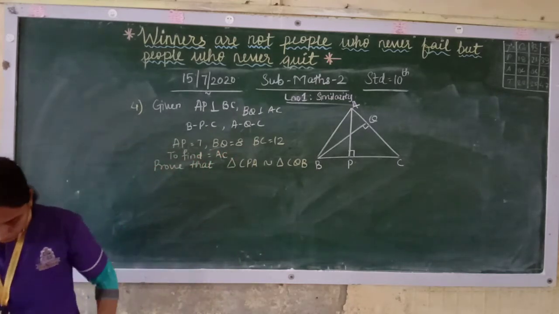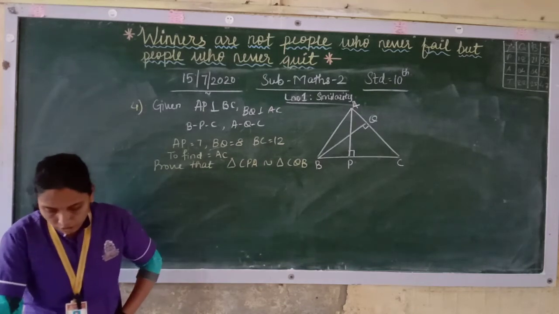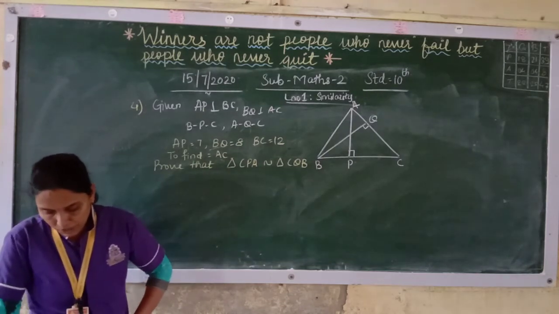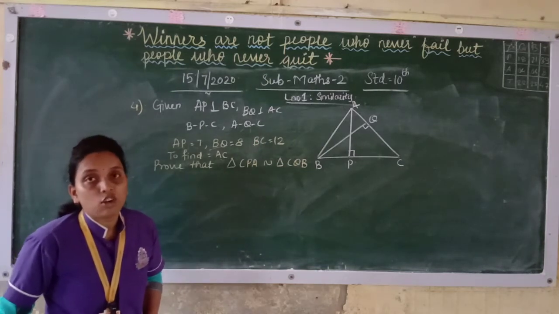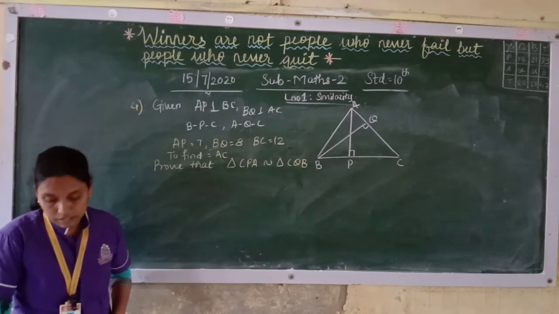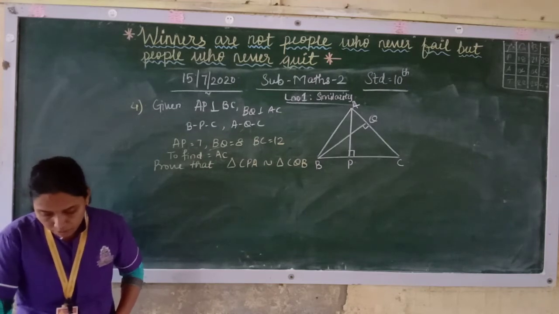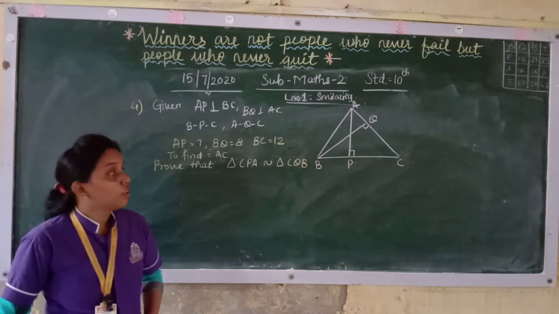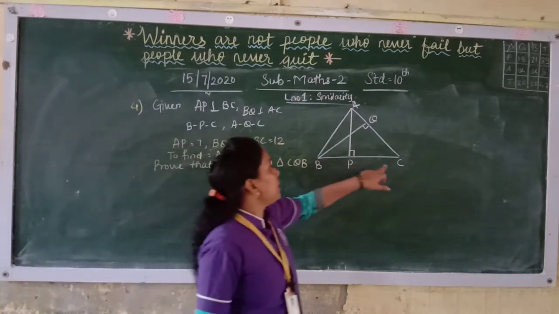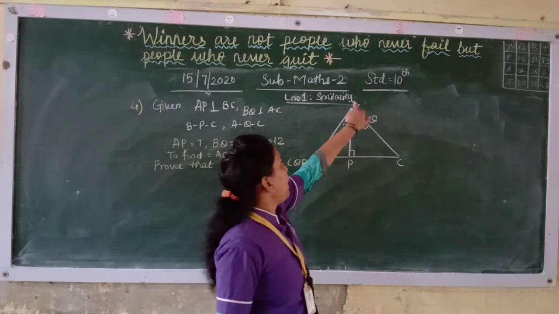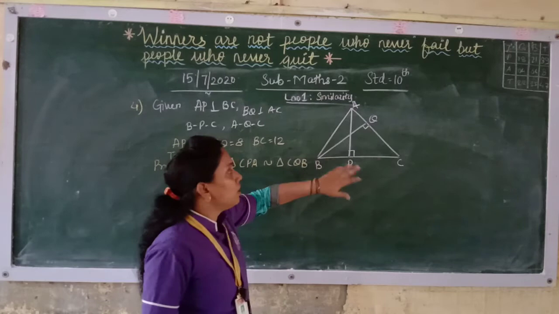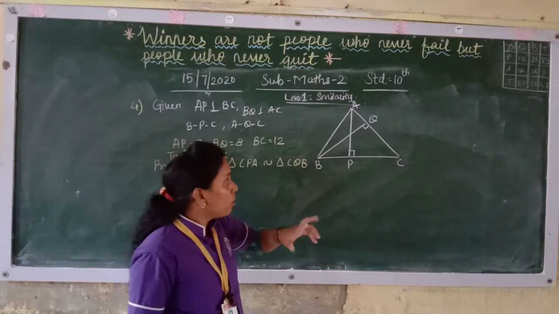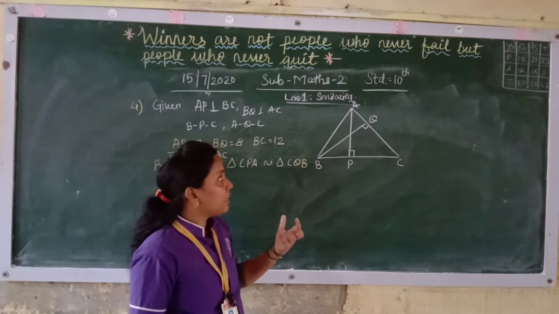Now if you see here, there are two triangles. One is CPA. In triangle CPA, P is a right angle over there. It is having that 90-degree sign. So the other triangle will be CQB. So you will have CPA, CQB. Two triangles. Now, how will you show that they are similar?